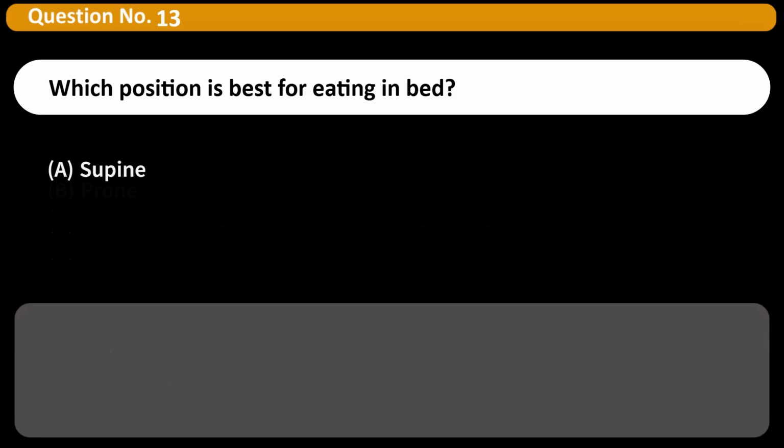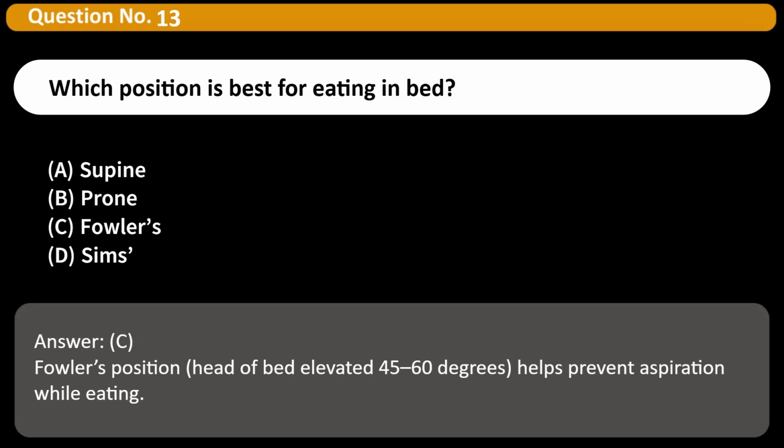Which position is best for eating in bed? A. Supine. B. Prone. C. Fowler's. D. Sims. Answer: C. Fowler's position, head of bed elevated 45 to 60 degrees, helps prevent aspiration while eating.